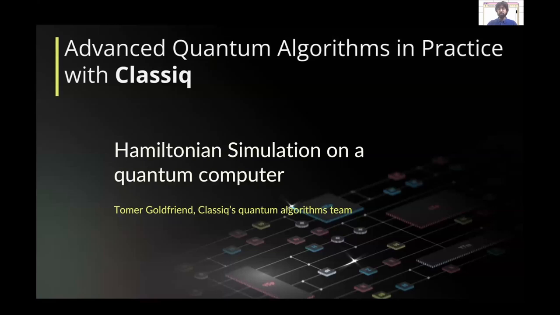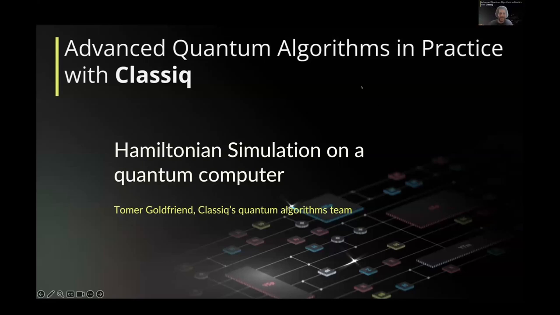Today we have with us Tomer Goldfriend from Classiq. Tomer is a theoretical physicist by training and holds a PhD in physics from Tel Aviv University. He used to work as a postdoctoral researcher at École Normale Supérieure and the Weizmann Institute of Science, before joining Classiq as a quantum algorithm researcher. And today he is with us to discuss Hamiltonian simulations on a quantum computer. Very exciting, and over to you, Tomer.